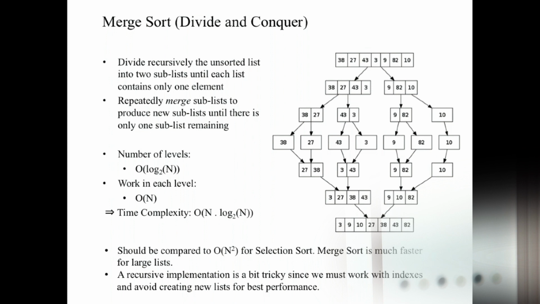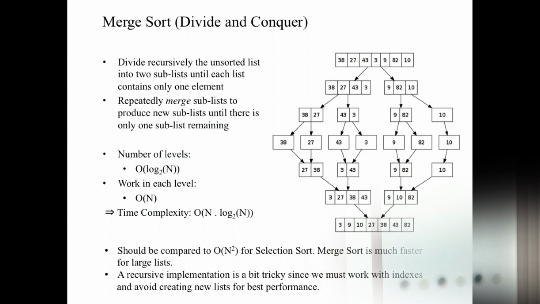Similarly, we take these two parts and we merge them. So 3 comes here, 43 comes, and so on, depending on the order in which you want to sort your data. If you are sorting it in ascending order, then the smallest value should come first. And after that, in the next step, you combine these two values, and when you combine them, you again sort the values over here.